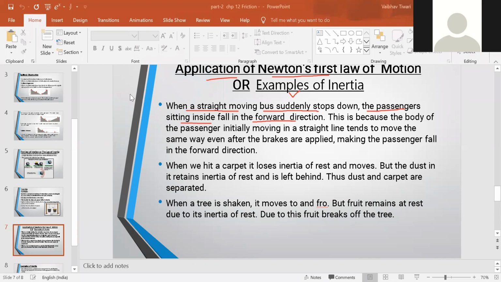Yes, here we can see a figure. Let me explain this one, and why it is happening. This is because the body of the passenger is initially moving in a straight line, and tends to keep moving the same way even after the brakes are applied. And this is why the passenger falls in the forward direction.